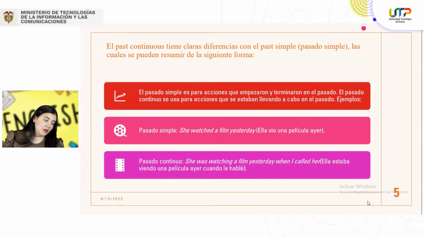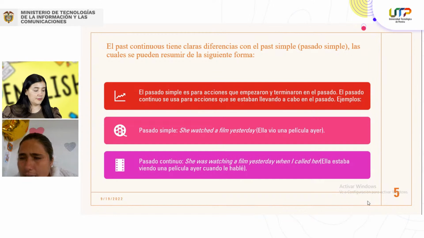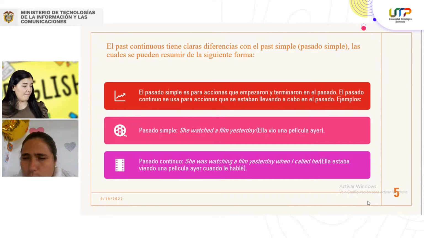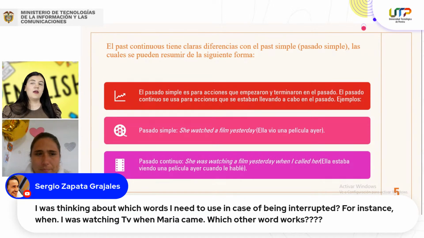But before continuing, Teacher Jacqueline, I don't know if we have a question in the chat. Can you read it for us, please? Yes, of course. It is said, I was thinking about which words I need to use in case of being interrupted. For instance, when I was watching TV when Maria came, which other word works?